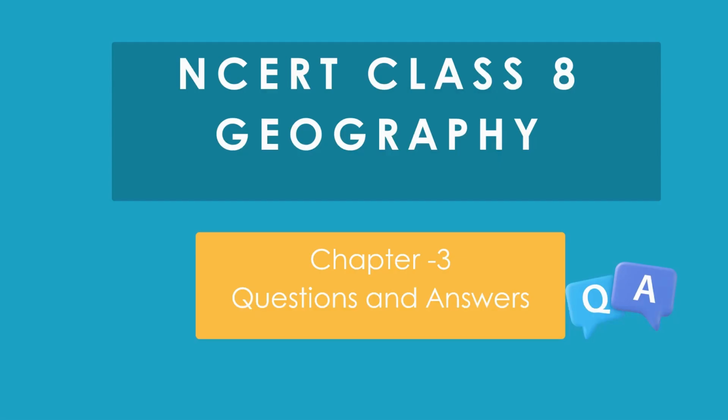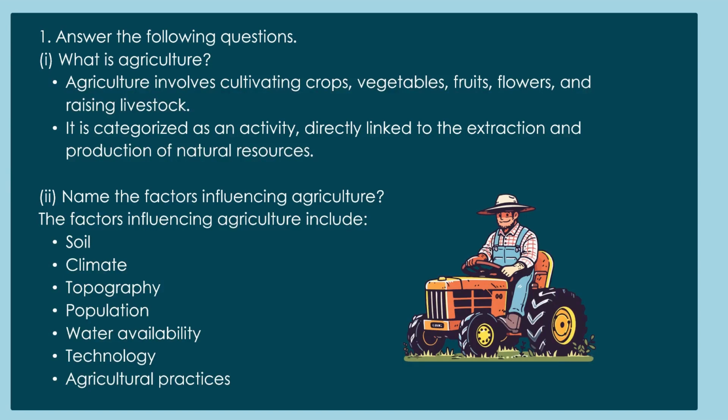Let's go through NCERT Class 8 Geography Chapter 3 Questions and Answers. Question number 1. Answer the following questions. First one, what is agriculture? Agriculture involves cultivating crops, vegetables, fruits, flowers, and raising livestock. It is categorized as an activity directly linked to the extraction and production of natural resources.